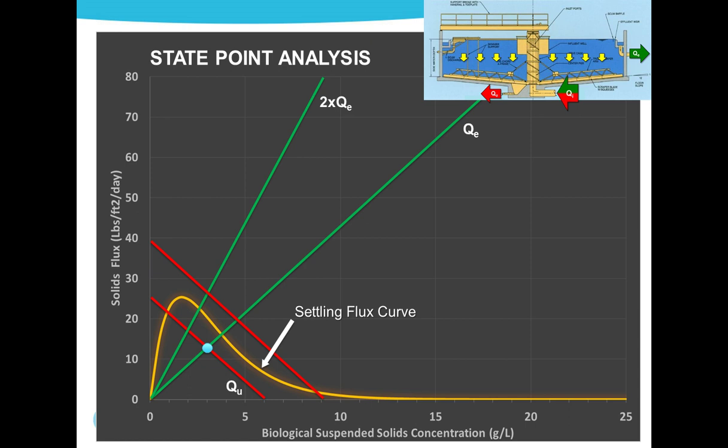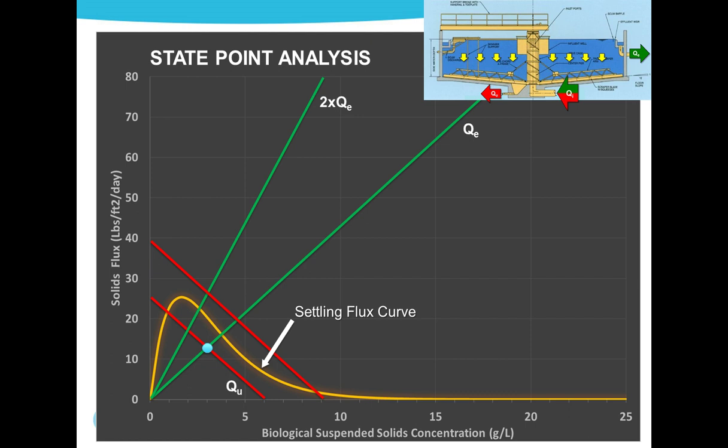We usually determine this curve empirically. We collect a sludge sample from the effluent of the aeration basin, and we measure the settling velocity for various concentrations of that sludge. We can also estimate it from a sludge volume index and calculate it, but usually collecting a sample and doing the test in the field is the most accurate way to do that.